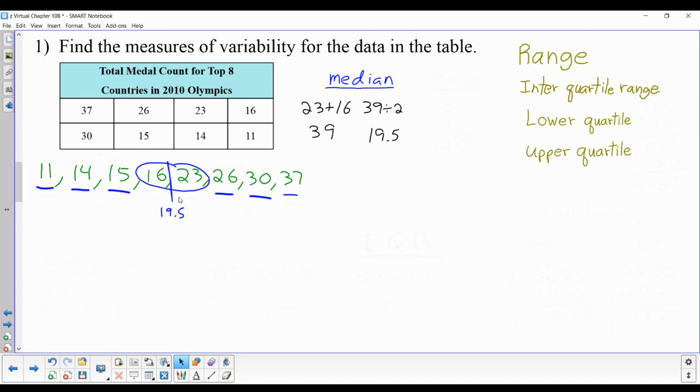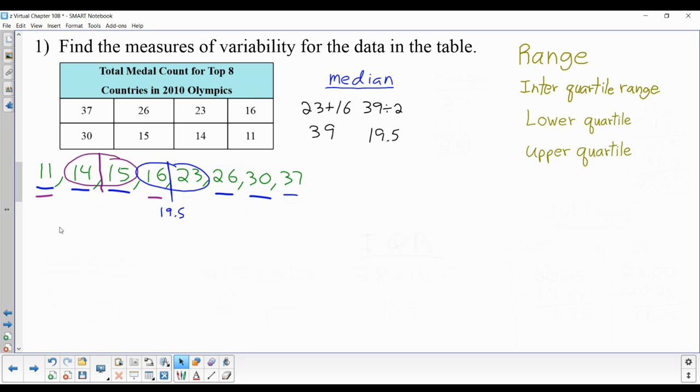When you have that 19.5, it splits the data into 2 halves, the lower half and the upper half. Since the 16 and 23 together gave you the median of 19.5, they are still part of your data. The 16 is part of the lower data, the 23 is part of the upper data. So for the lower data, I will find the median again. I'll mark a number off on the left, I'll mark a number off on the right, and there are 2 numbers in the center, 14 and 15.